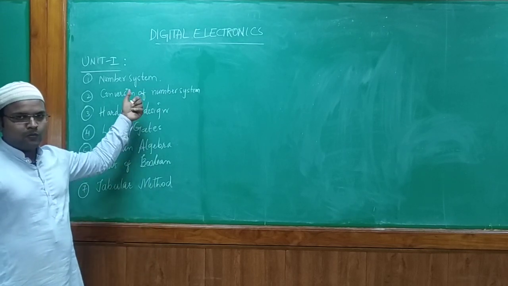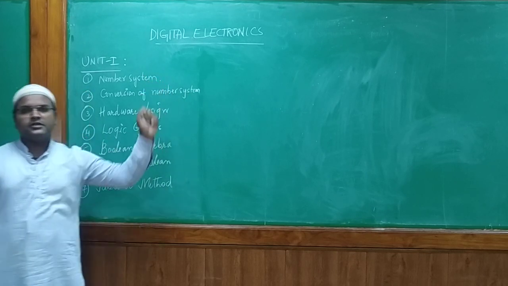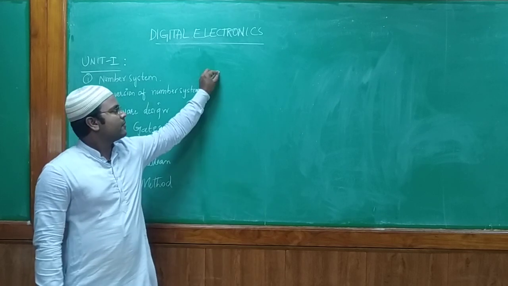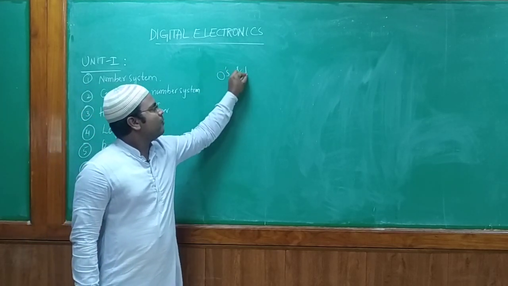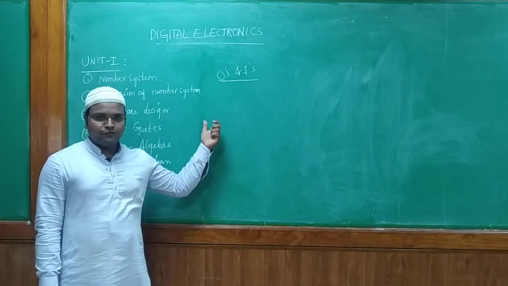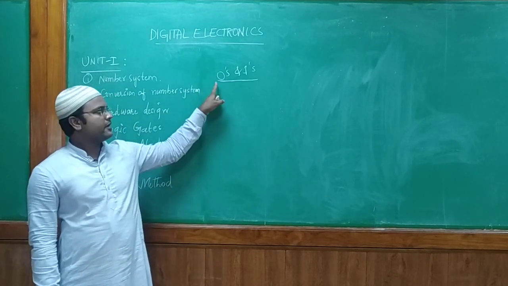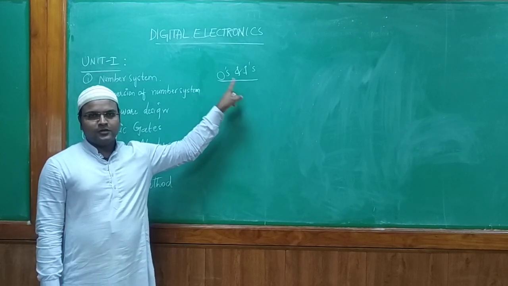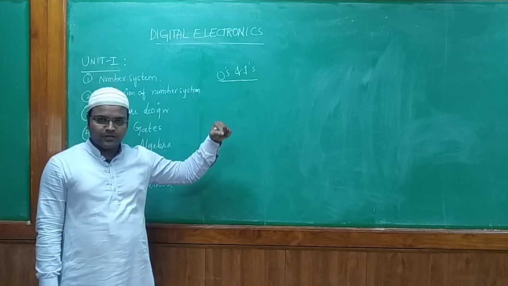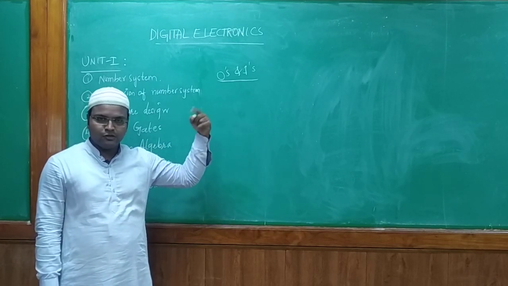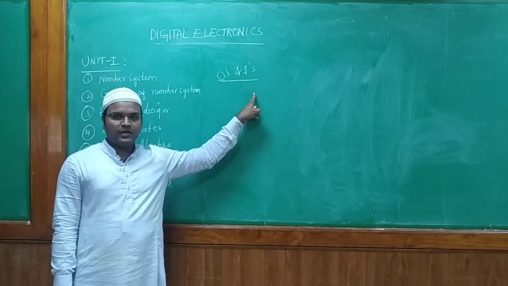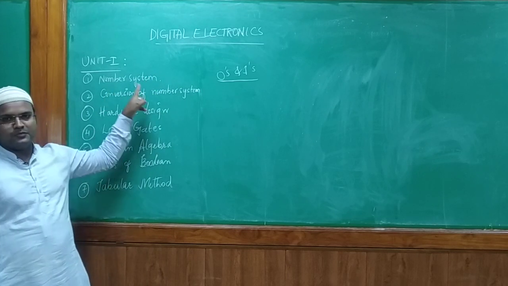So basically, what's the meaning of digital electronics? Since our system can understand the binary language, zeros and ones. As we all know, whatever information we are going to give to the system, it can understand zeros and ones. So to get these zeros and ones, whatever information we are giving to the system needs to be converted into zeros and ones. That zeros and ones we can understand by taking the method of number system.